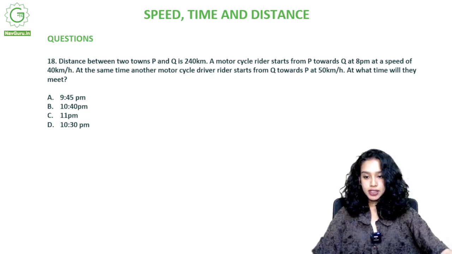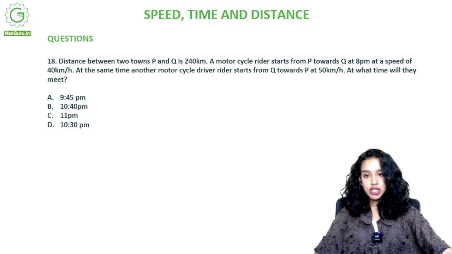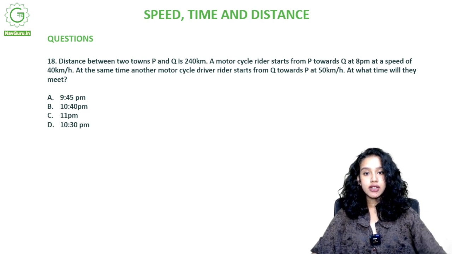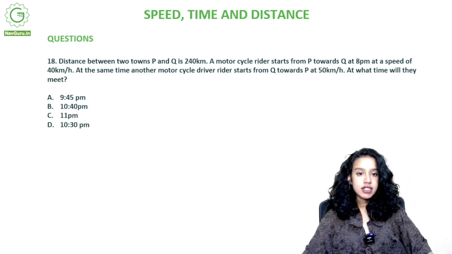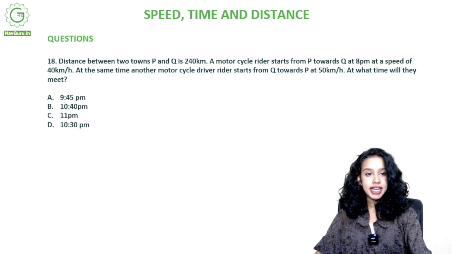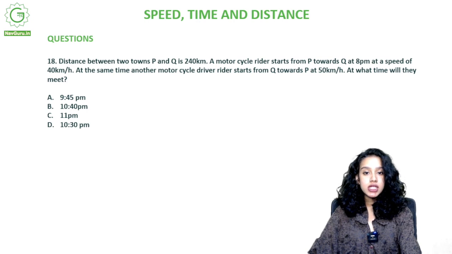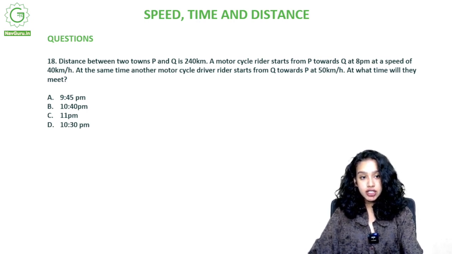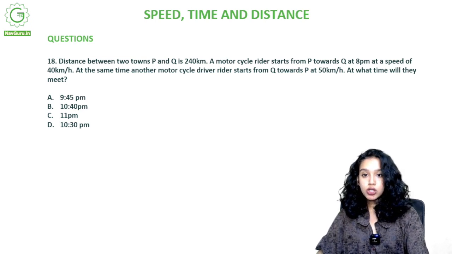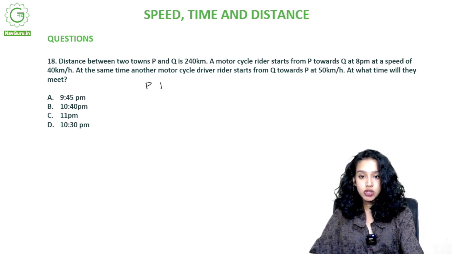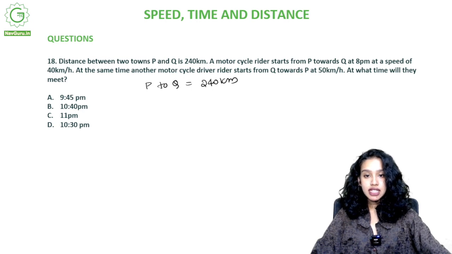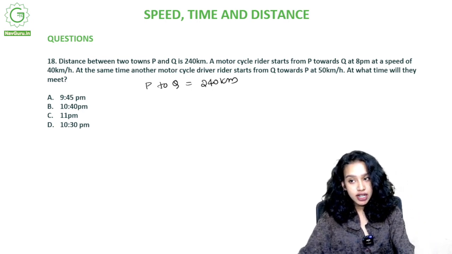Now we have a question. The distance between two towns P and Q is 240 kilometers. A motorcycle rider starts from P towards Q at 8 pm at a speed of 40 km per hour. At the same time, another motorcycle driver starts from Q towards P at 50 km per hour. At what time will they meet? So we have the distance from P to Q equal to 240 kilometers, right?